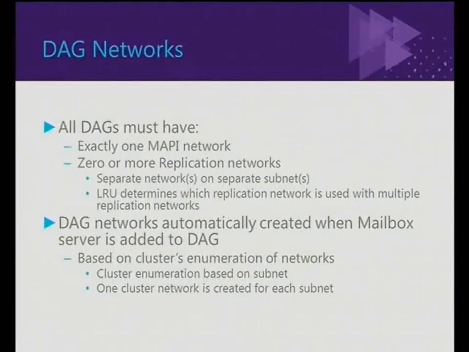One other point I've got to make, it's not on the slides, but it's definitely worth mentioning: all DAG members must have exactly the same number of NICs in them. So if you decide you want to use a replication network on one DAG member, you have to also use a replication network on all of your DAG members.